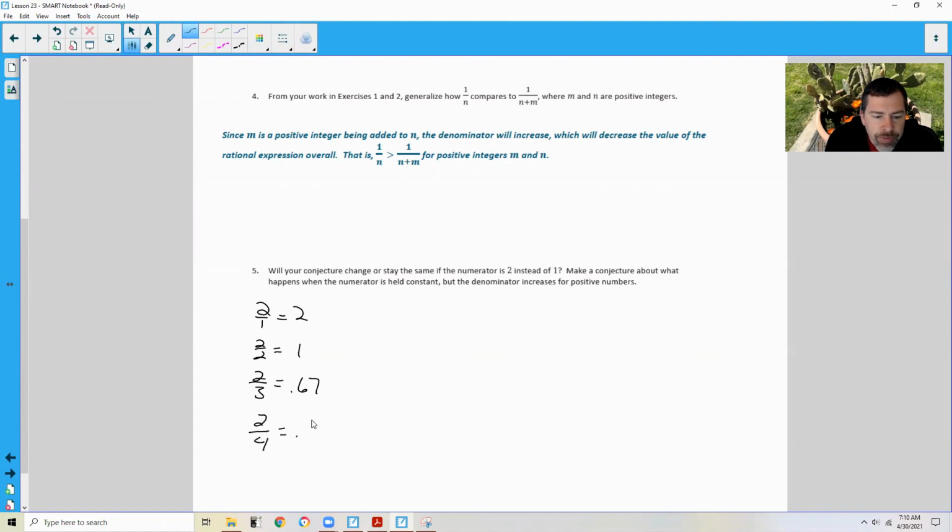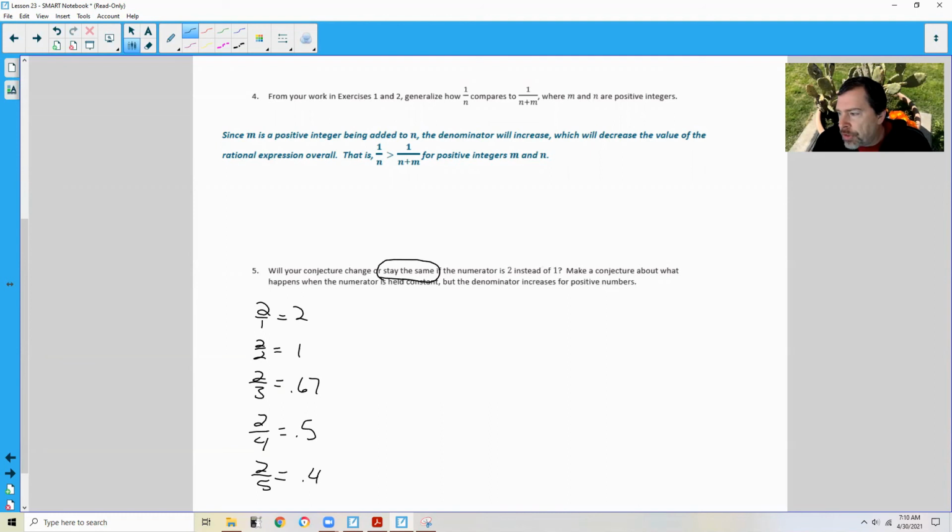How about 2 over 4? Well, that's a half, 0.5. And 2 over 5 is 4 over 10, or 0.4. So what's happening? 2, 1, 0.67, 0.5, 0.4. It's getting smaller. So it says, will your conjecture change or stay the same? Well, it will stay the same. Even though the numerator is bigger, if the denominator gets bigger, the whole thing will get smaller.